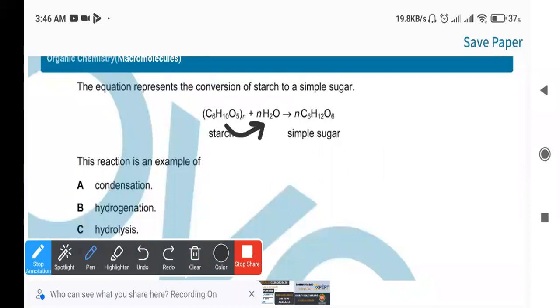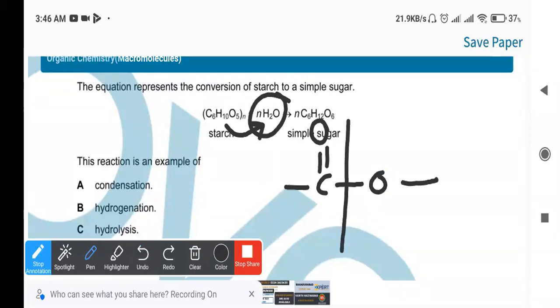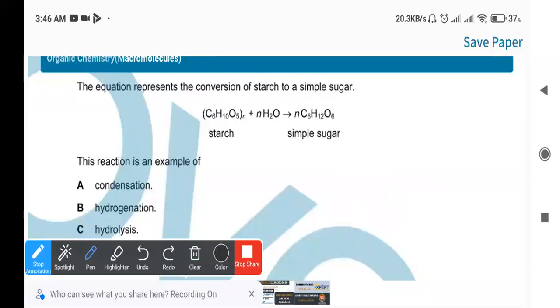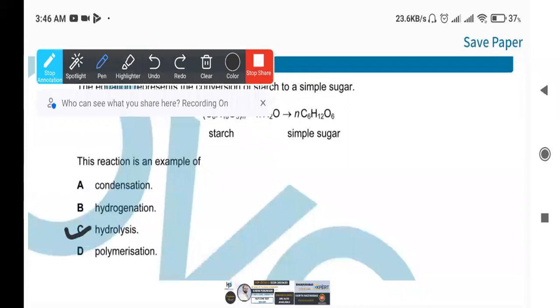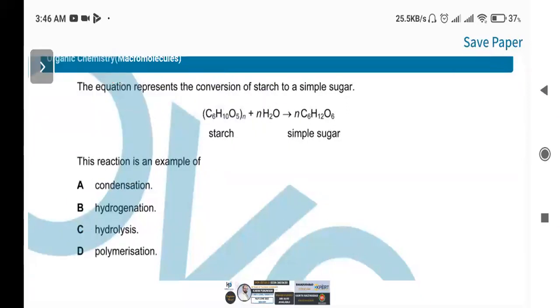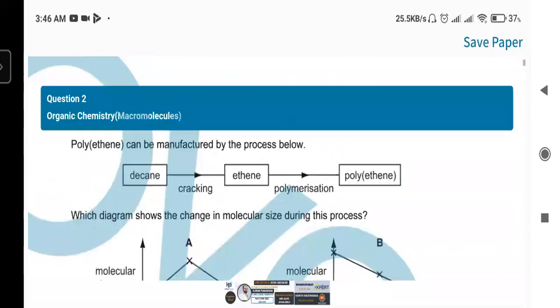So when a condensation polymer is being broken down, we must add water, isn't it? You may remember that when we are breaking this ester linkage, we are adding OH with CO and H with O, and this comes from water. So condensation polymers must be broken down by water, and therefore these reactions are called hydrolysis reactions. When condensation polymers are formed, we call them condensation reactions. So here the answer is hydrolysis.